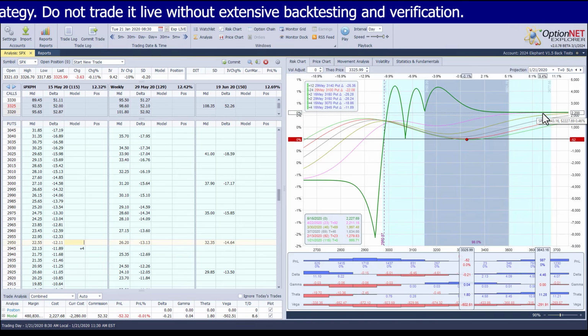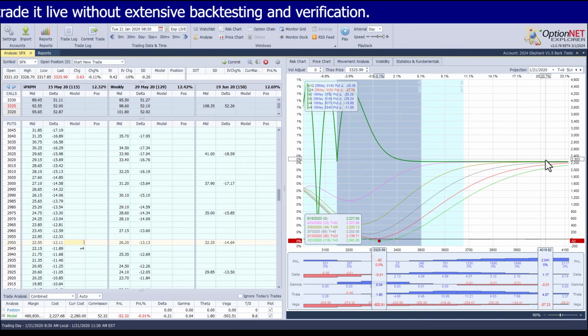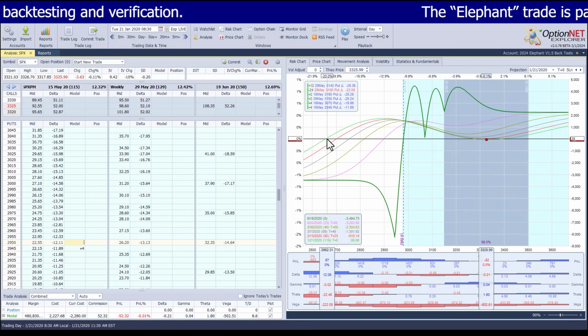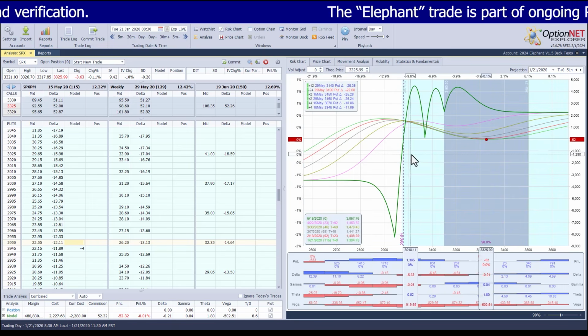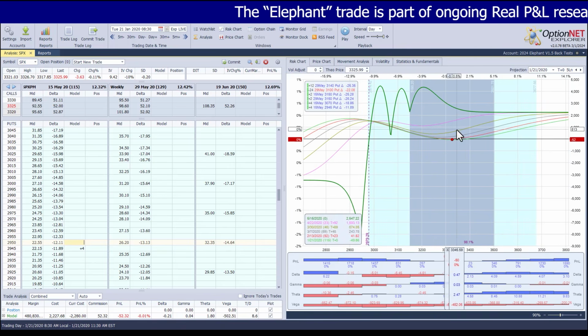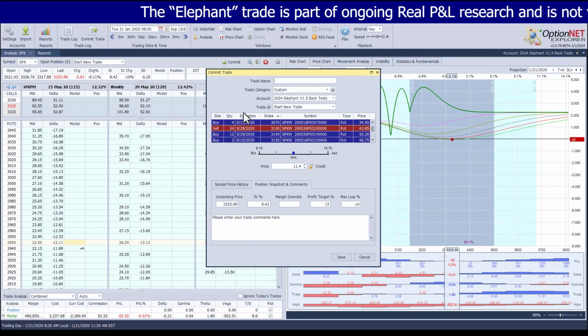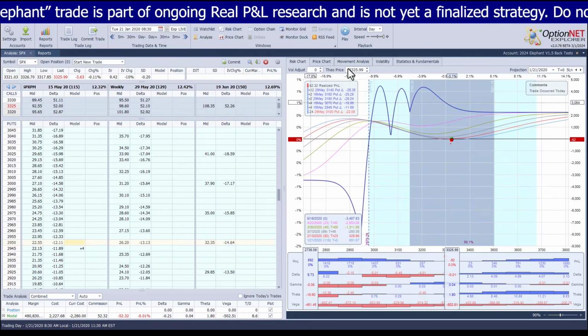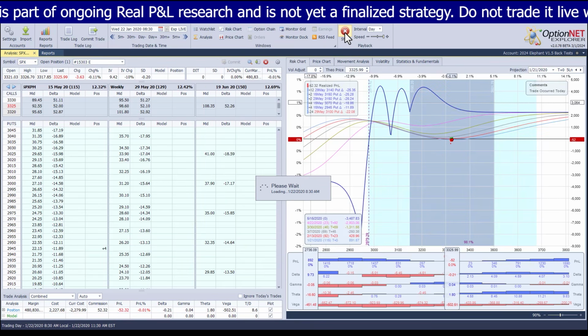$1,200 right here. My maximum profit right here. And I got some good downside protection all the way down to the 20%. I like this. This looks really good. Let's go. And looking for $1,200. Let's see what happens.